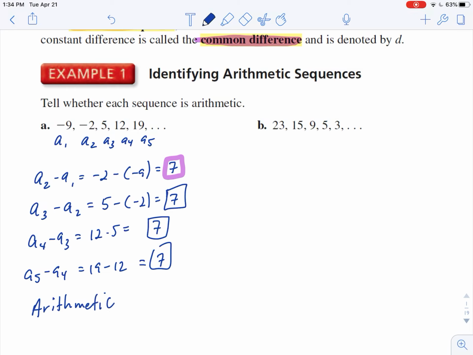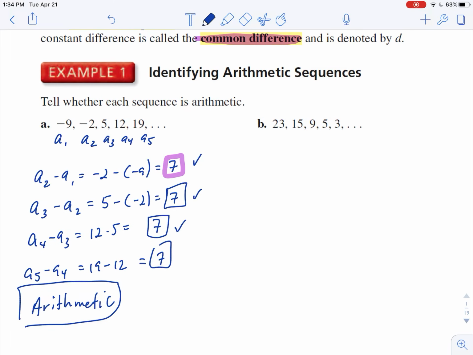So I would say that this is a pretty quick way to determine if something is arithmetic, but you do have to find that consistent difference each time. Without verifying that, you don't necessarily know whether it's arithmetic or not. So let's take a look at this next example then.